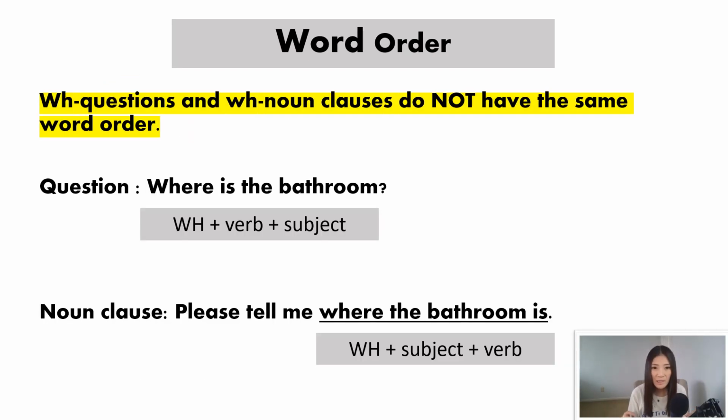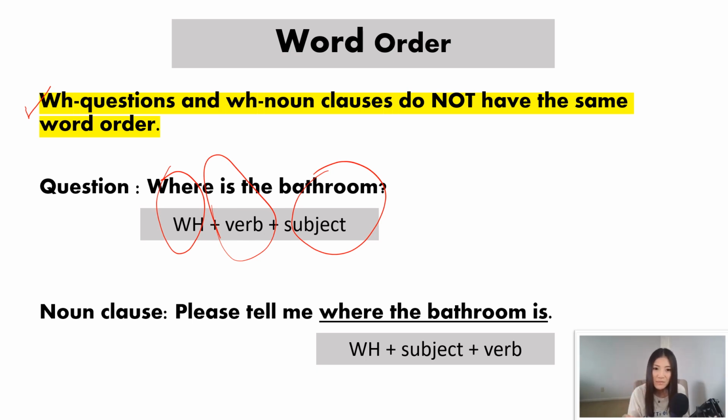One of the most commonly made mistakes with WH questions is word order. So WH questions and WH noun clauses do not have the same word order. For example, with the question, where's the bathroom? We're going to have the WH word, the verb is, and then the subject, which is bathroom. Where's the bathroom? However, in a noun clause, the subject and verb are switched.